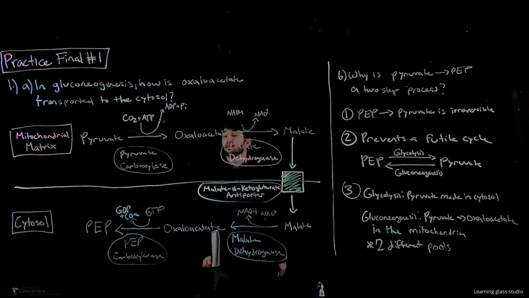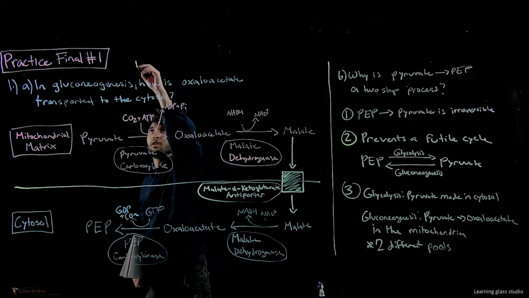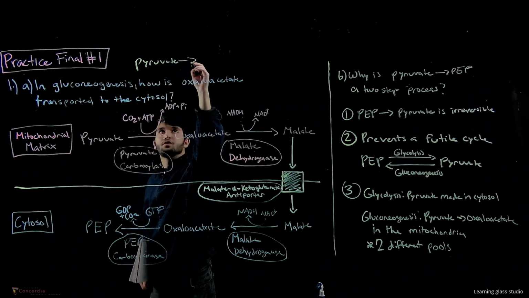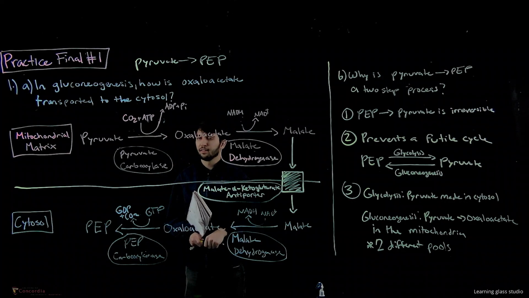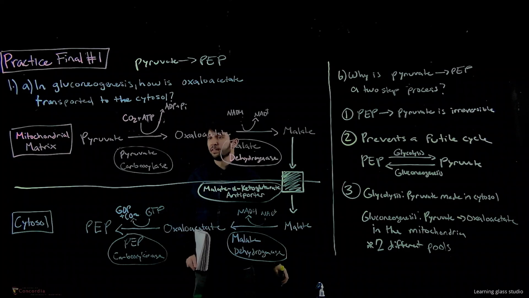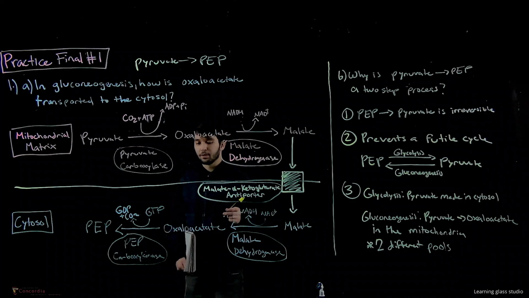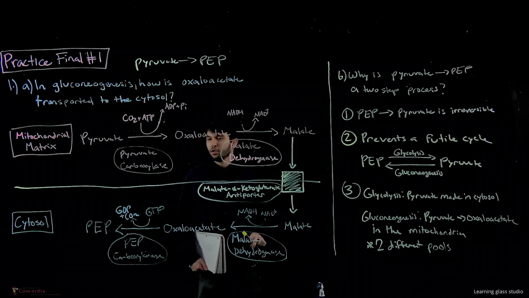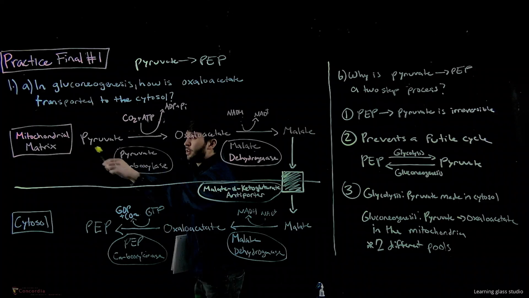Question 1 is asking, in gluconeogenesis, how is oxaloacetate transported to the cytosol? Essentially, gluconeogenesis is the conversion of pyruvate to phosphoenolpyruvate, right? So it's the reverse of the last step in glycolysis. The pyruvate used in this reaction is actually found in the mitochondria, specifically in the mitochondrial matrix. So that is where the pool of pyruvate is for gluconeogenesis.